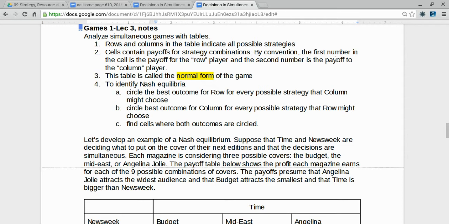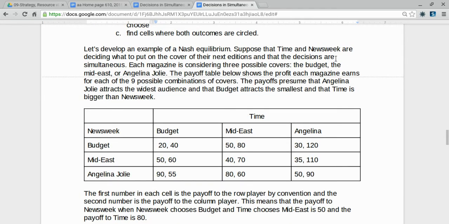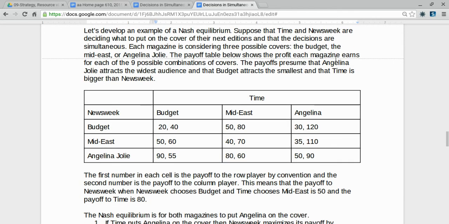Let's do an example. Suppose that Time and Newsweek are deciding what to put on the cover of their next editions. This normal form here shows me that Time, who is the column player, has three possible choices. They can put Budget on the cover, Mideast on the cover, or Angelina on the cover. Newsweek also has the same three possible strategy choices. Newsweek is the row player. They can choose Budget, Mideast, or Angelina Jolie.